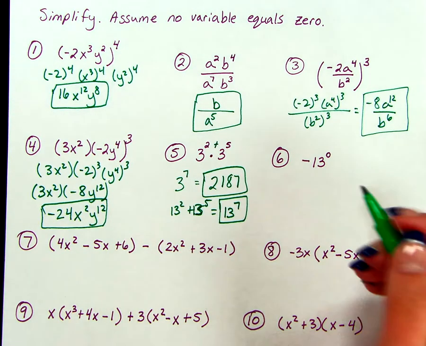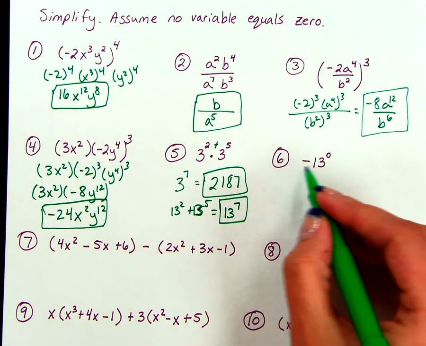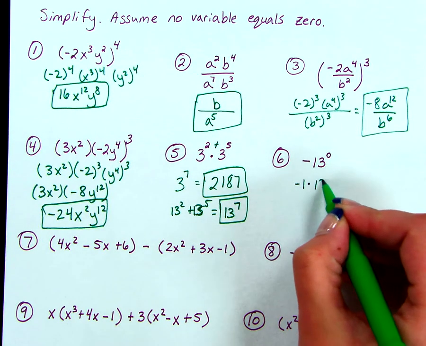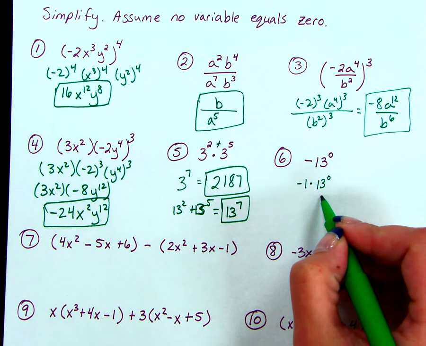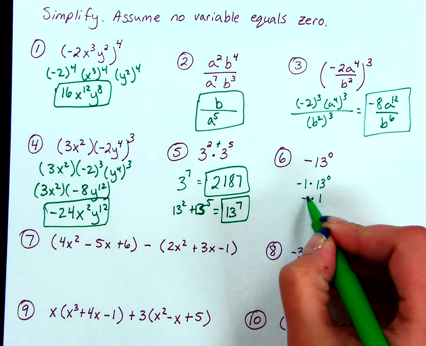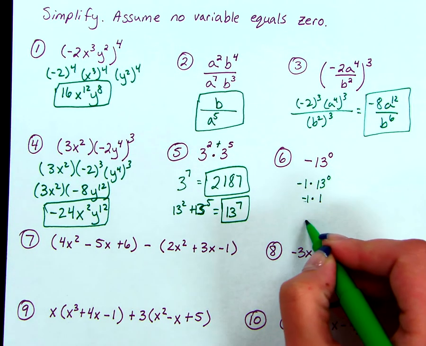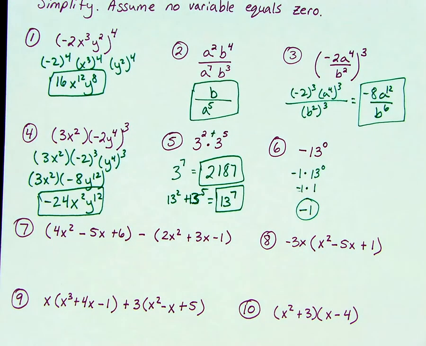All right, and last example for this set. So again, we have something to the 0 power, but again, we have to make sure that we're paying attention. So this really means -1 times 13 to the 0 power. So 13 to the 0 power would simplify to be 1, but then we have to multiply that back to the -1. So -1 times 1 is -1, and that would be our final simplified answer for that one.